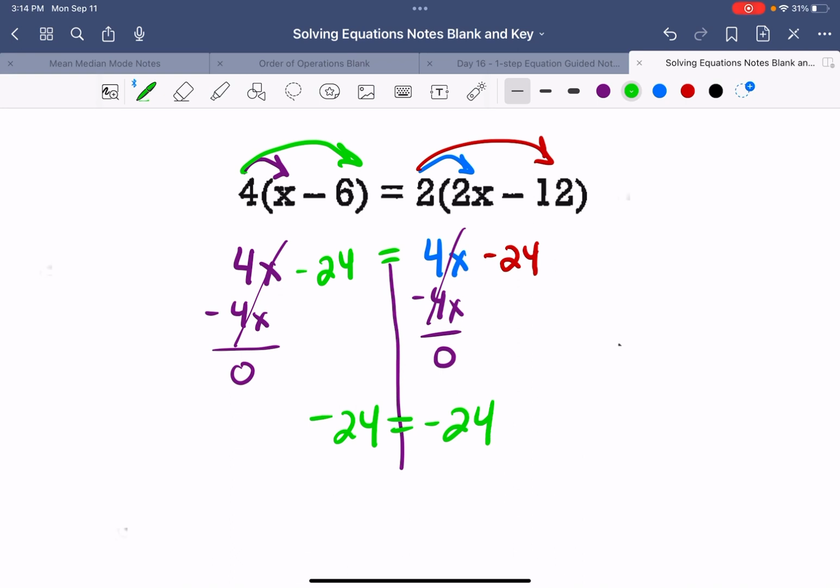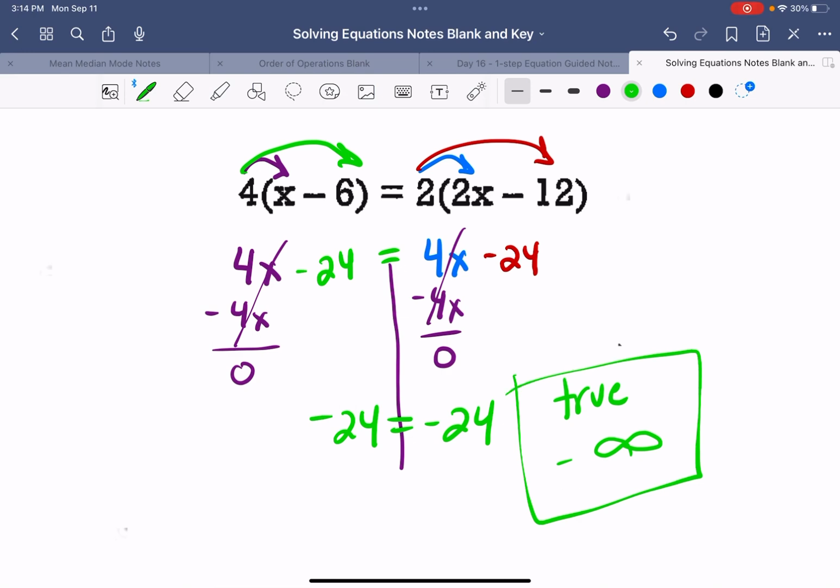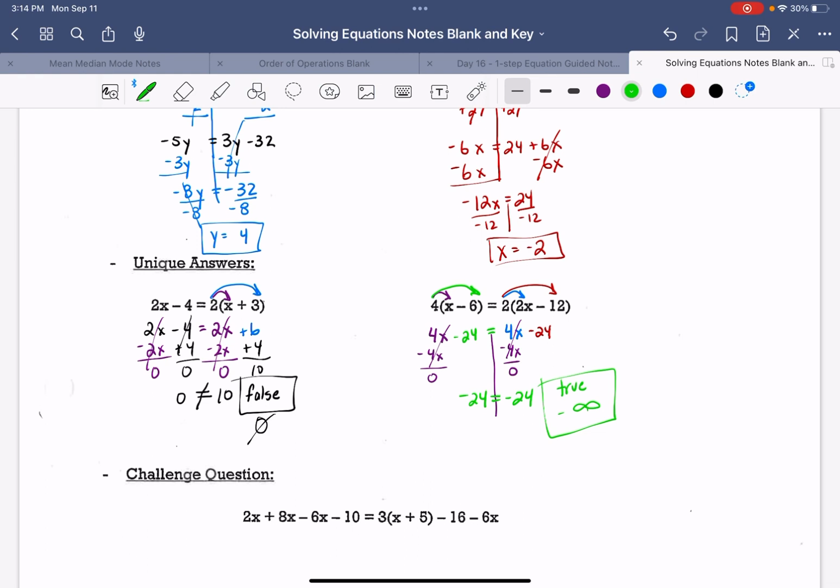Oh, well, yeah, that's true, right? It means we have infinite answers. Okay? That is another weird, exceptional problem. So you could either get false or true with these weird ones. So use your notes. If it ever happens, you'll see it.